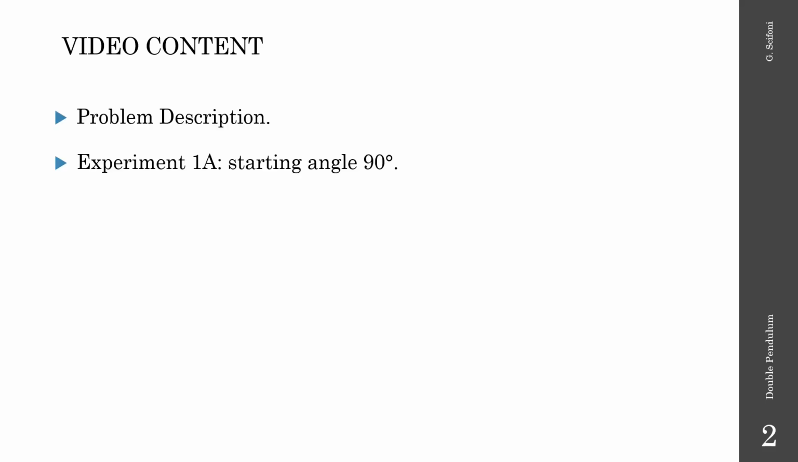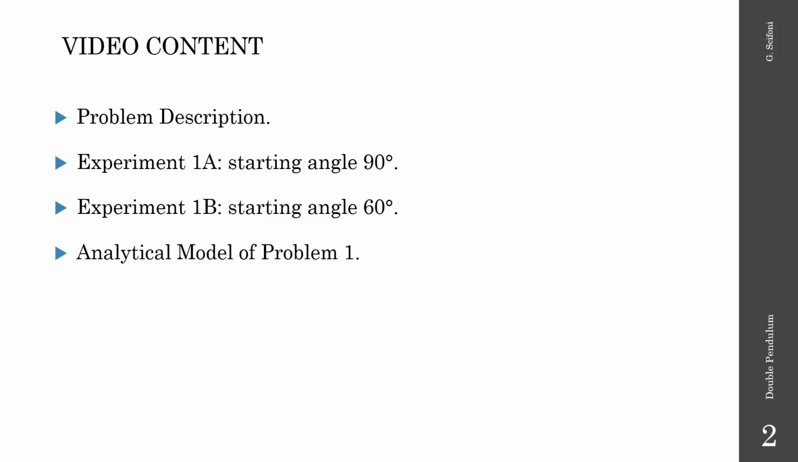In the beginning, we introduce the problem. Then we start the experimental phase. First, the case with 90 degrees starting angle, then with 60 degrees. These starting angles are the same for both bars. After the experiment, we will study the problem analytically by using the Lagrange method. The result is also visualized by means of the animation using the program GeoGebra. Finally, we discuss the results found by the theory and the ones in the experiments.